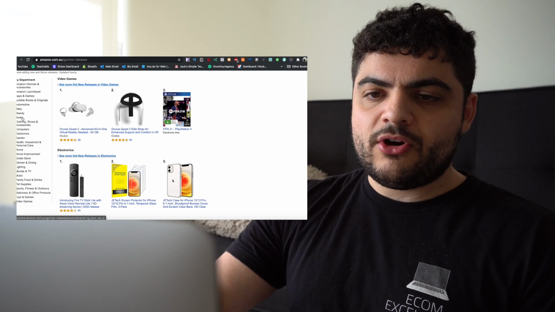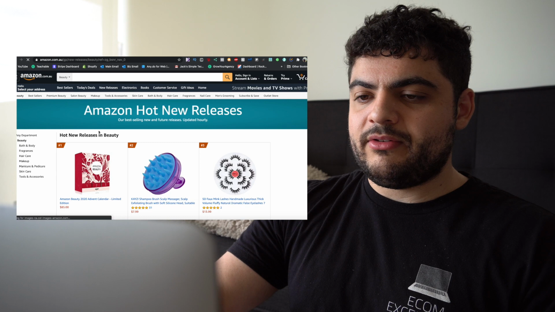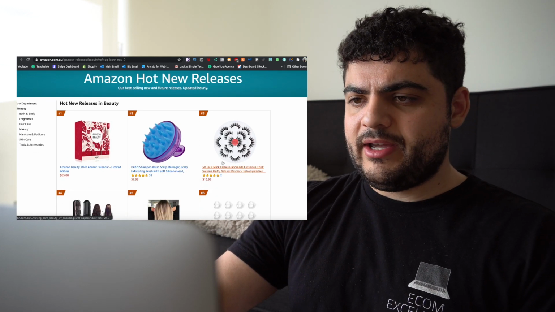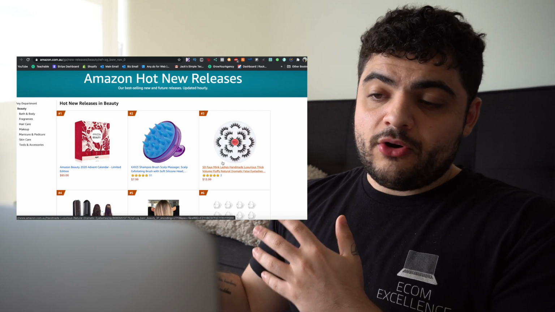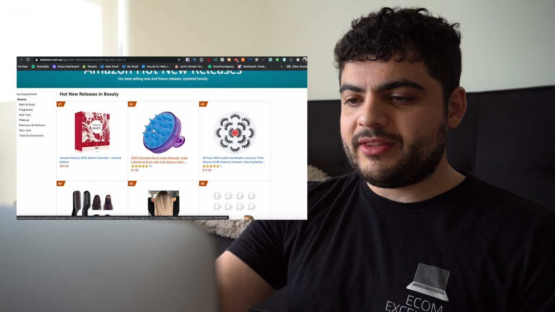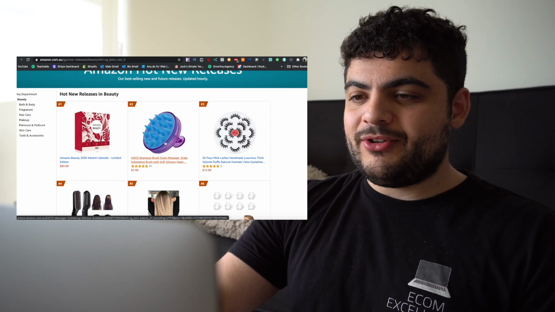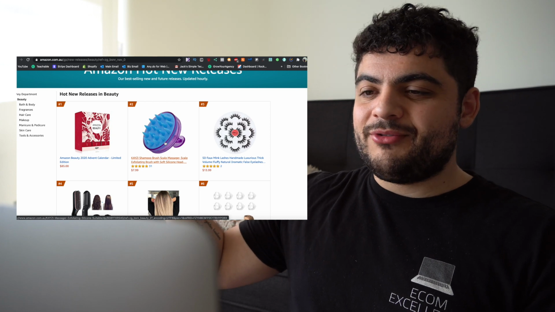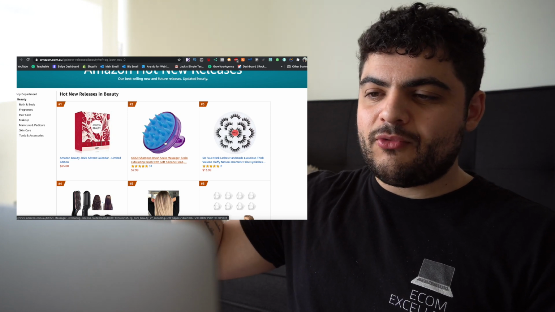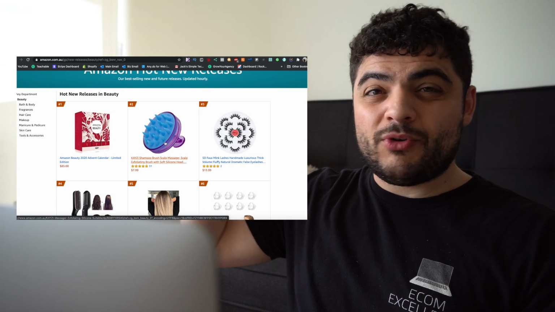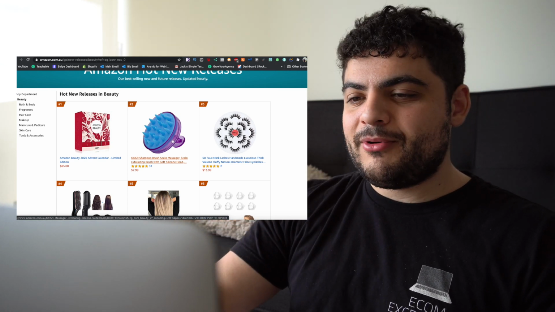So let's just say we can go ahead and have a look at beauty here and see what the best sellers are. These are going to show you what's ranking for these hot new releases in Australia right now. This one here is actually a product that I bought myself, because when my hair gets really dry, my scalp gets dry and I get dandruff. It helps to massage the scalp, and it helps to really get in there when you're washing your hair. So that was something that I purchased myself.